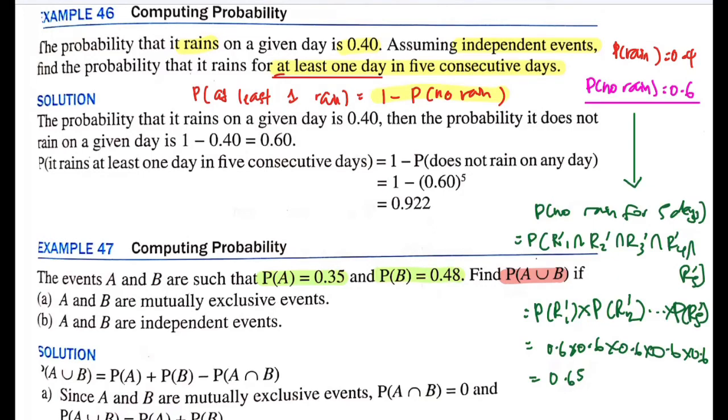Alright, so now let's finish up this question. The probability of at least one day of rain in 5 consecutive days is just 1 minus the probability that it does not rain on any day. So take 1 minus 0.6 to the power of 5. So this is your answer here. Just use your calculator. You'll get 0.922.